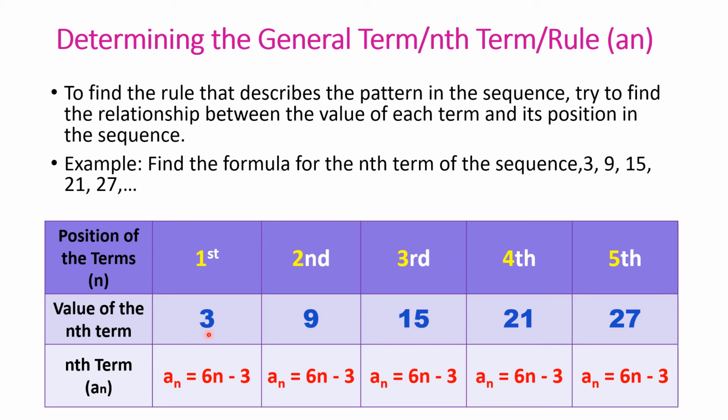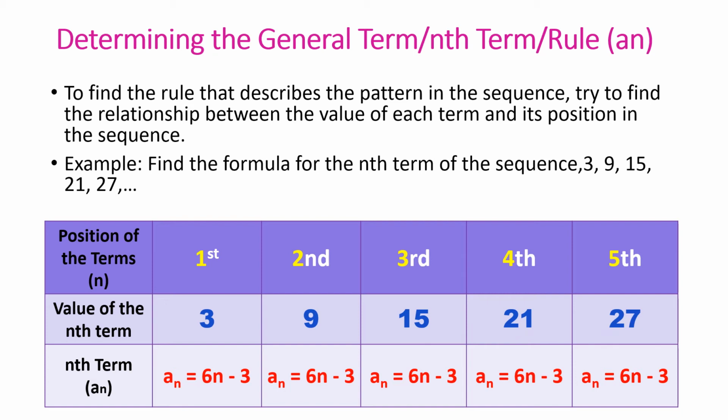So, yung 3, kaya siya naging 9, nagdagdag ka ng 6. Yung 9, kaya naging 15, nagdagdag ka ulit ng 6. Yung 15, kaya naging 21, nagdagdag ka ulit ng 6. At yung 21, kaya naging 27, nagdagdag ulit ng 6.